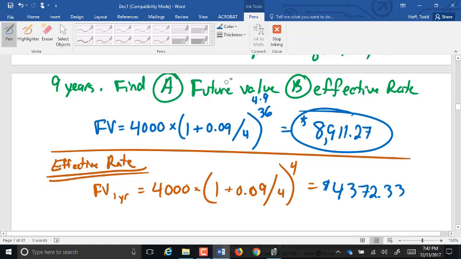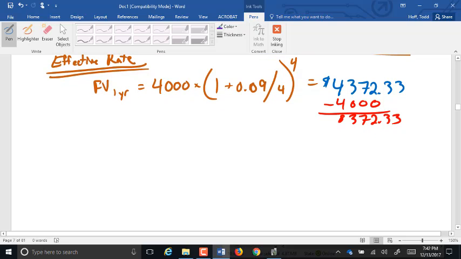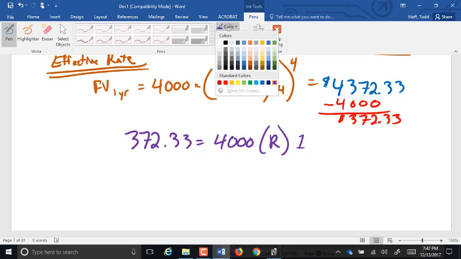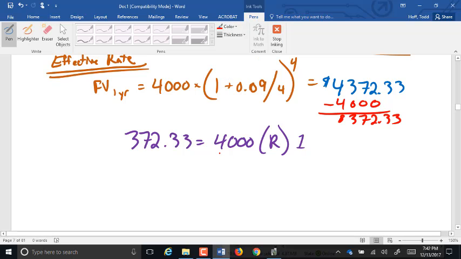So yes, to get our amount of interest, we subtract the original 4,000. That's 372.33. So our effective rate, the interest is 372.33, equals our principal of 4,000, looking for the rate, our time is 1 year. So 4,000 times 1 is just 4,000, so I'm not going to bother doing that. We're going to divide by the 4,000.